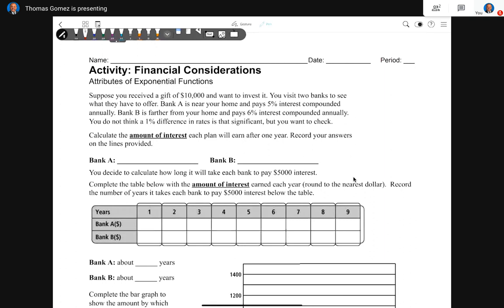It says, suppose you received a gift of $10,000 and you want to invest it, okay? So you could say just from reading that alone, a good interpretation is that your starting value is going to be $10,000.